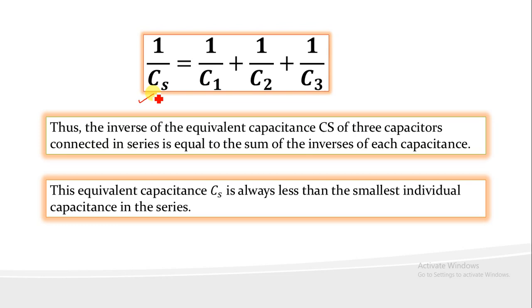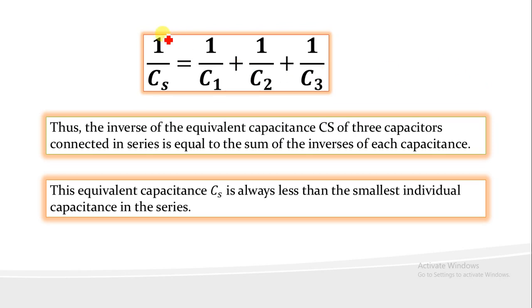Okay. Even this expression can be further extended. If more capacitors are connected like C4, you can write plus 1 by C4 plus 1 by C5 plus dot dot dot up to plus 1 by Cn. If the number of capacitors is n, then this expression can be further extended.